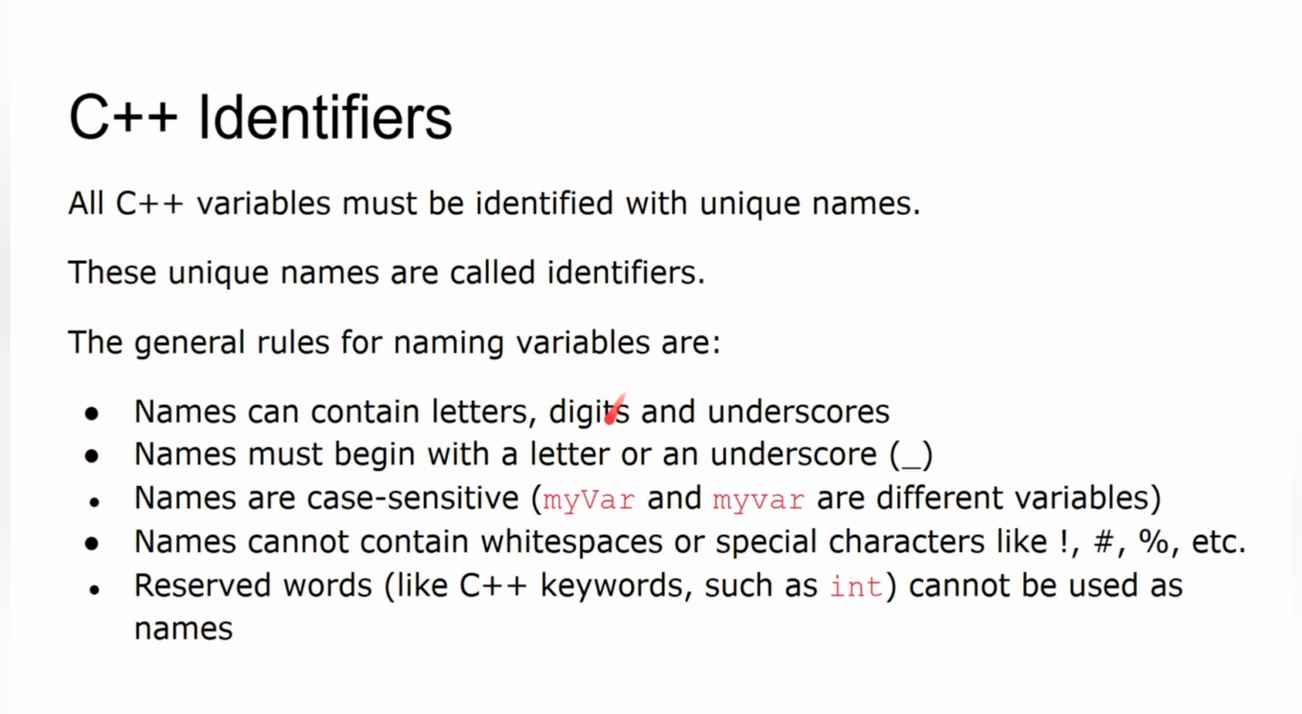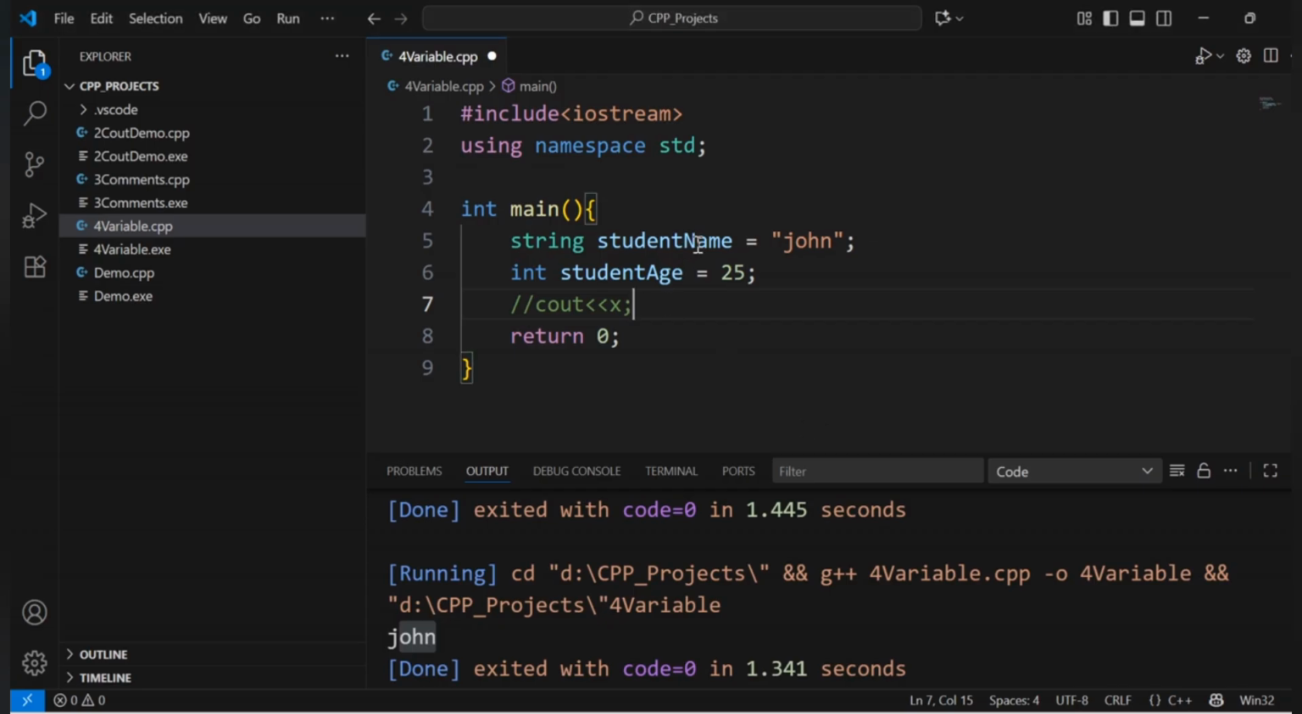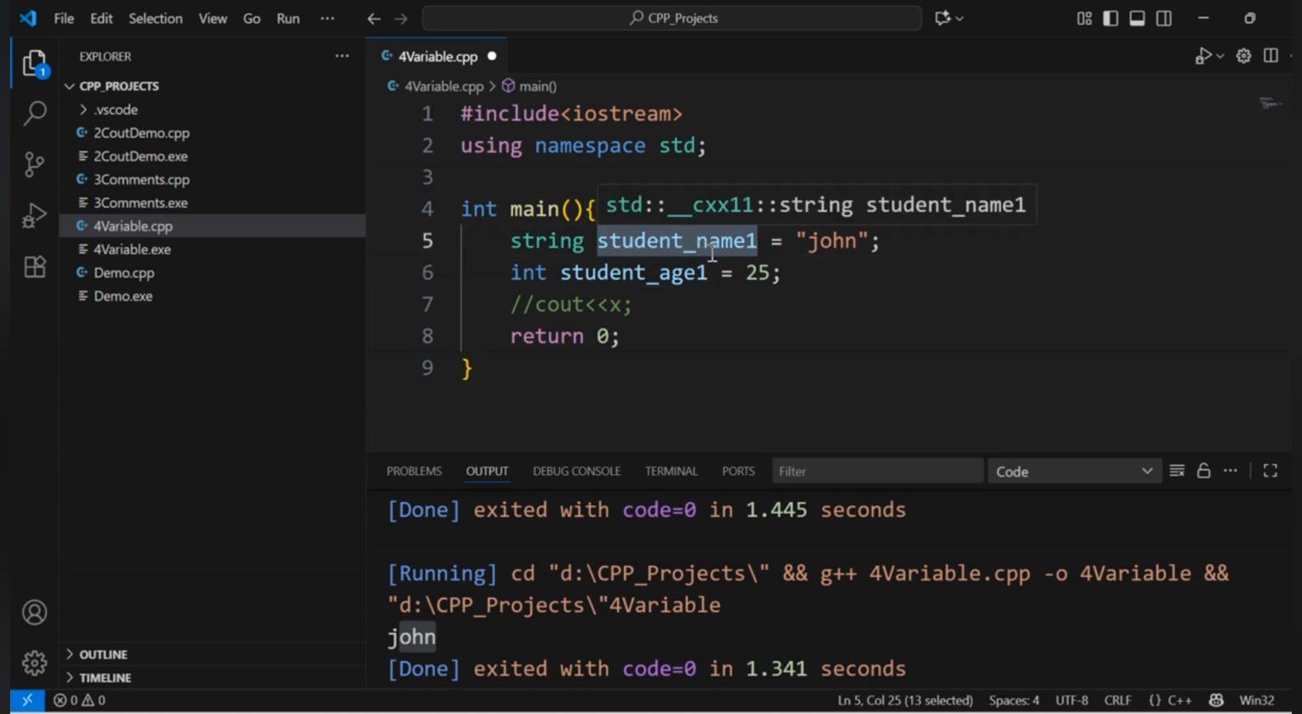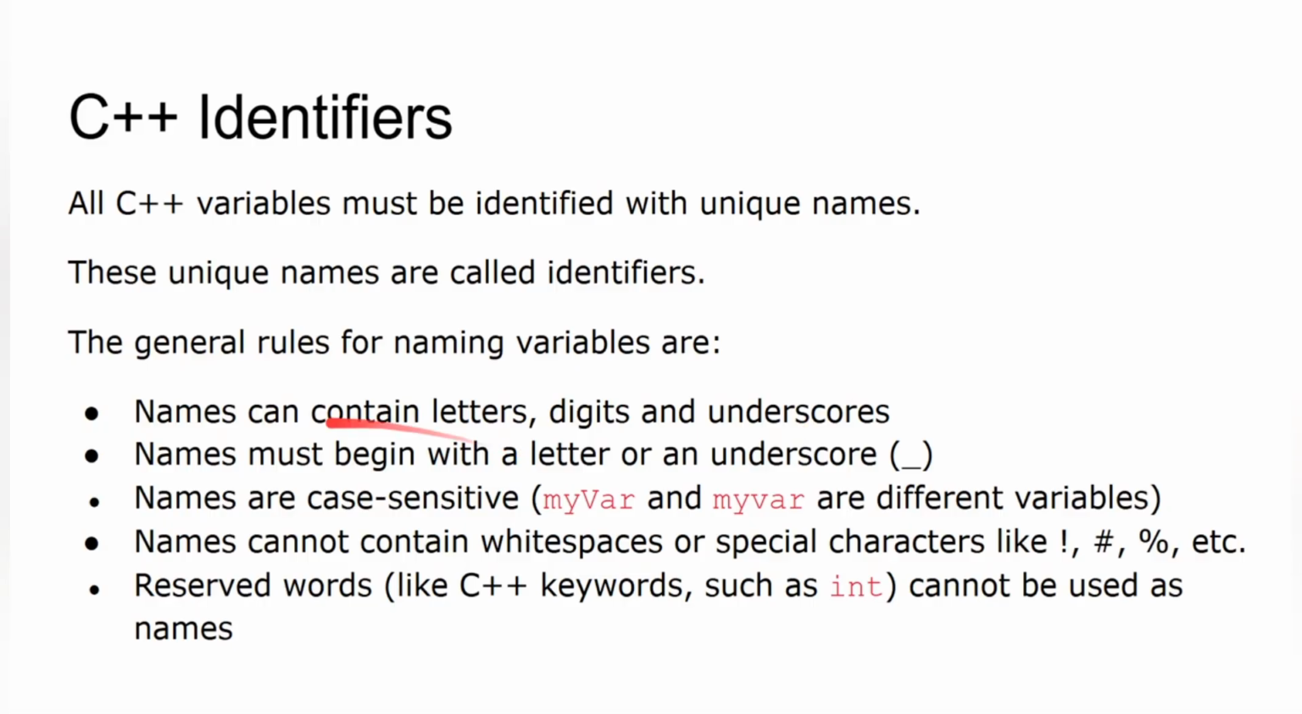So we can make use of letters, digits, and underscores. If you want to use an underscore, that can also be done. I will put an underscore and then a name. This is also fine. You can use uppercase too, that's okay, but when I'm using an underscore, I will use lowercase. Also, we can use numbers, so I can say studentName1 or studentAge1. You can use a combination of letters, underscores, and digits.